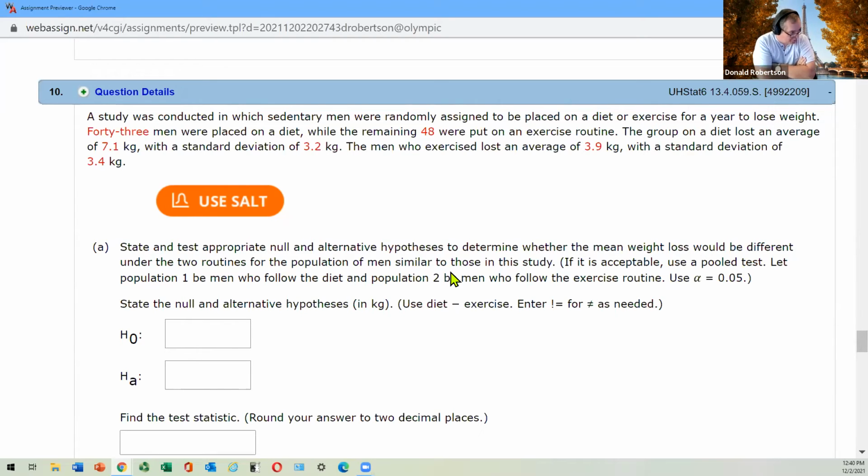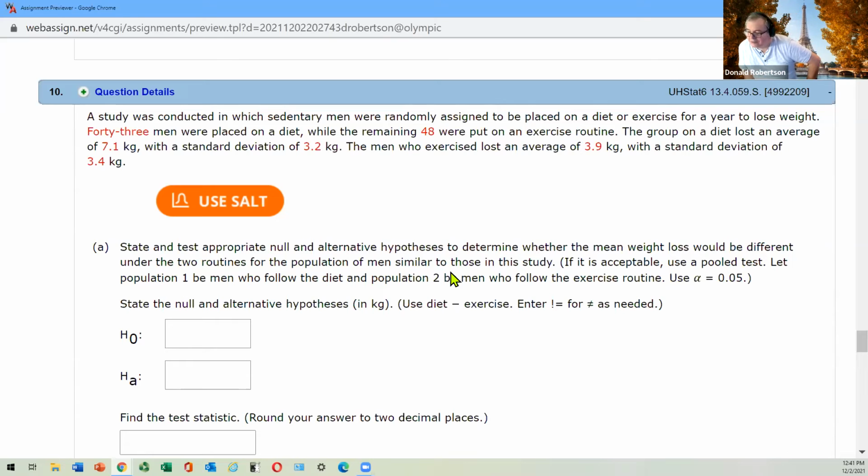43 of the guys were put on a diet, while the remaining 48 were put on an exercise routine. The group on the diet lost 7.1 kilos and the standard deviation was 3.2. And the men who just did exercise lost 3.9 kilograms and the standard deviation was 3.4. Okay, so we get two populations.